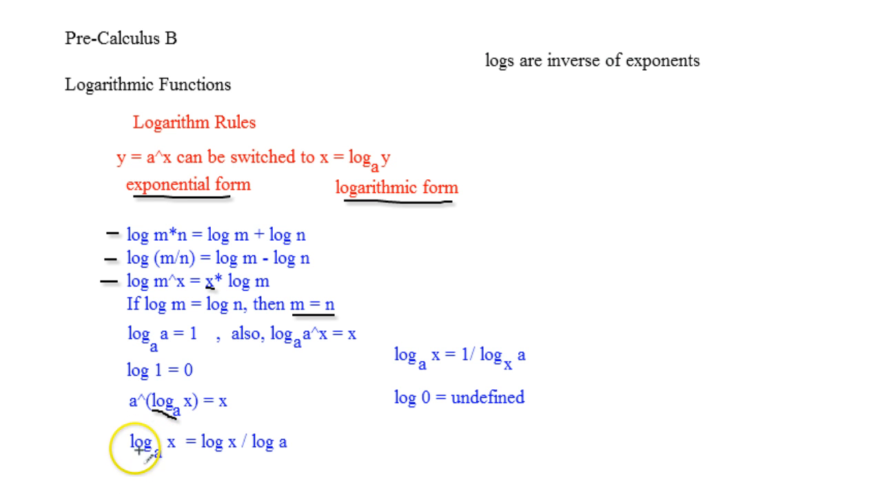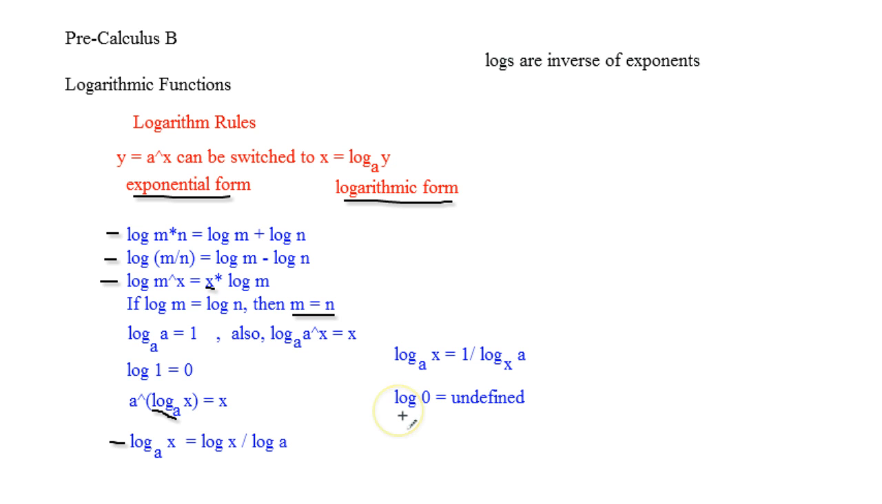Now if you wanted to do change of base, this is the change of base rule: log base a of x equals log of x divided by log of a. And if I wanted to do a switch of base, this is a really cool property: log base a of x is equal to 1 over log base x of a.